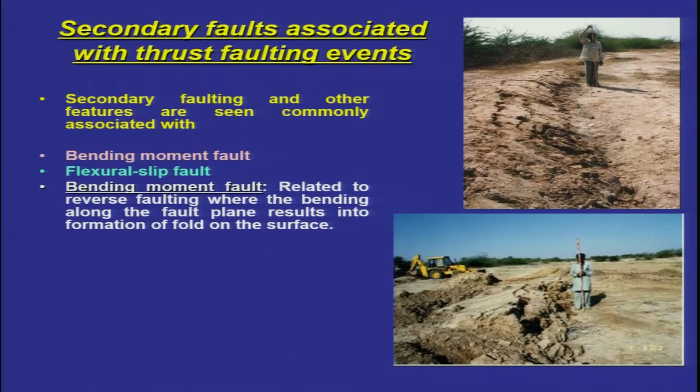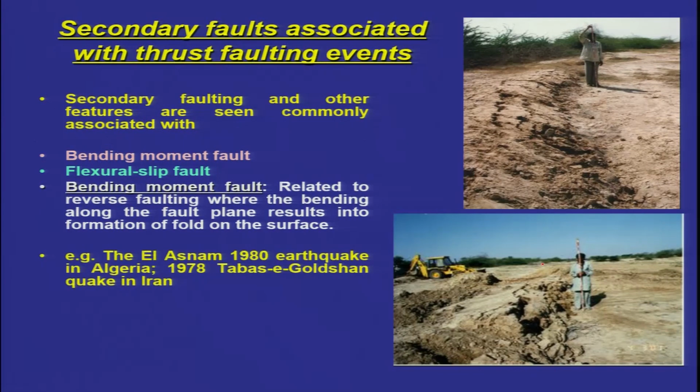Another example: these are the two examples which I am showing from the 2001 Bhuj earthquake. Of course, this was not related to the co-seismic rupture, but to understand what will happen in actual co-seismic deformation, we can take these two examples to understand the deformation.